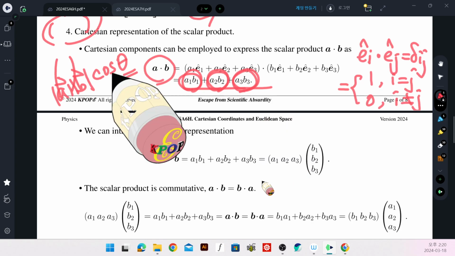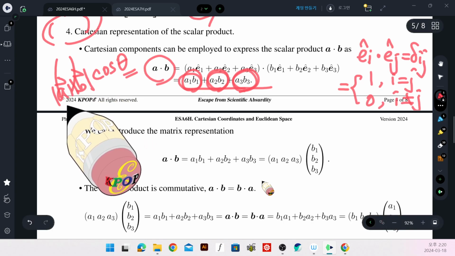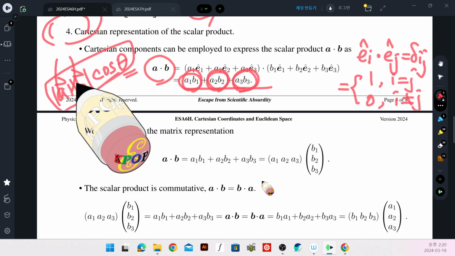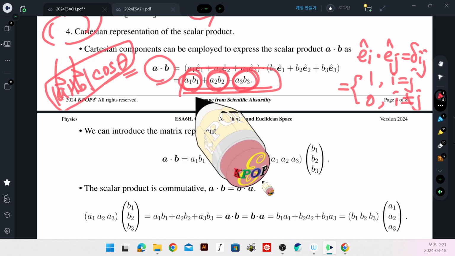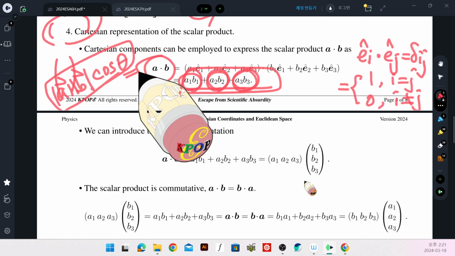If you know the angle between the two vectors and their magnitudes explicitly, the original definition is quite useful. However, in general, it's better to make use of Cartesian components. And we know the Cartesian basis vectors are orthogonal to each other, so it is very useful to express the scalar product in terms of Cartesian components. Why don't we make use of matrix representation to express the scalar product?